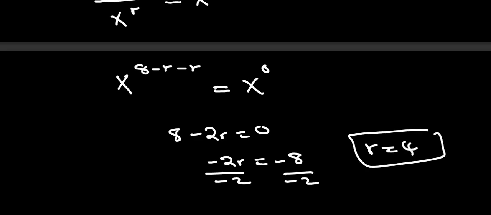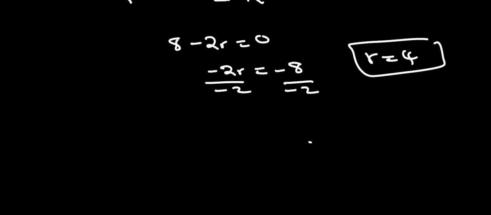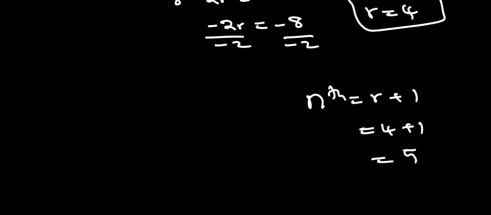When you get r is equal to 4, we can get the term now. The term is equal to r plus 1, so 4 plus 1. So the term that is independent of x is simply the 5th term. That's what they wanted. You can proceed to get it.